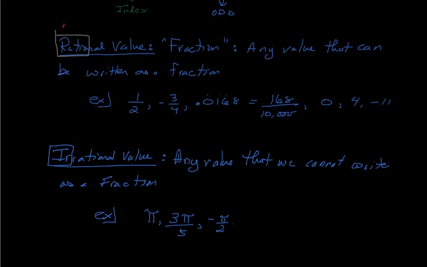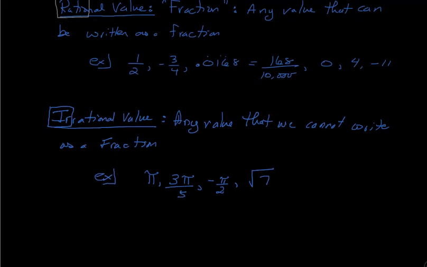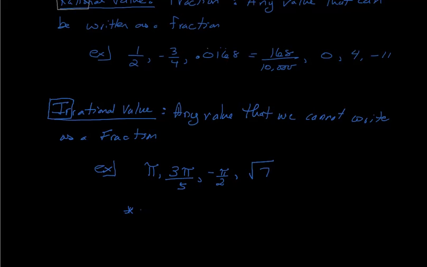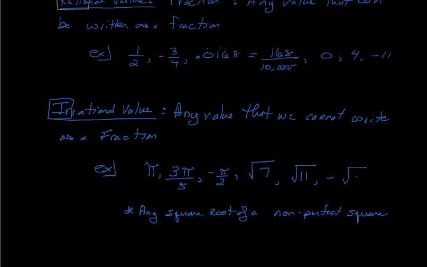We are also going to learn that that is not the only irrational value, but any square root, and we'll say just square roots right now. This will expand later on when we take high level courses. But any square root of a non-perfect square. So I'll even write that in here, as a little asterisk, any square root of a non-perfect square. So square root of 7, for example, square root of 11, negative square root of 5. These are all considered irrational values.